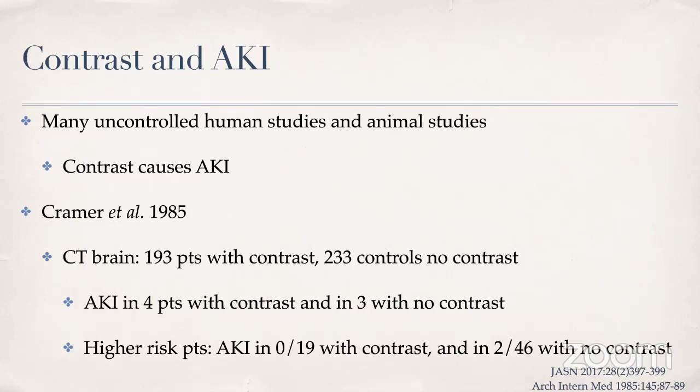This has been the accepted wisdom for many decades, that contrast, based on human studies and animal studies, causes acute kidney injury. And the first voice that sort of raised a question about that was in 1985, when this study that was published in the Archives of Internal Medicine came out and said, hey, wait a second. I looked at a couple hundred people who got contrast in a retrospective study, pulled a couple hundred people who didn't get contrast, and didn't see any difference in the amount of acute kidney injury between those who did and didn't get contrast. Even looking at higher risk patients, there was no apparent increase in the risk of acute kidney injury in people who got contrast.